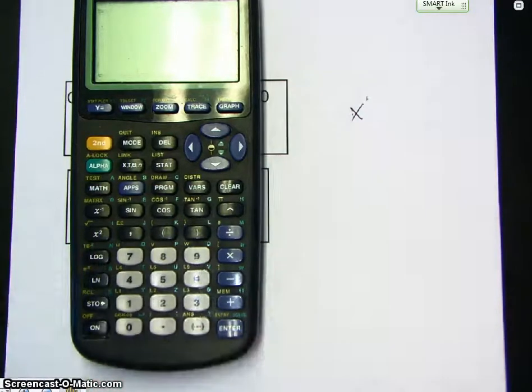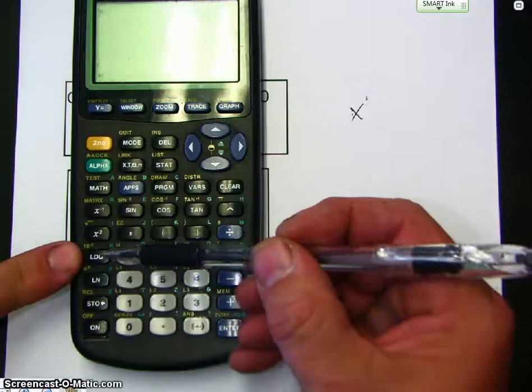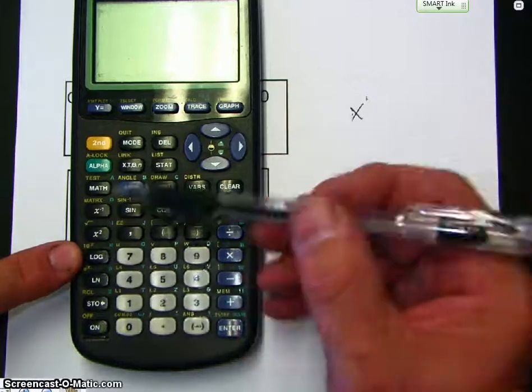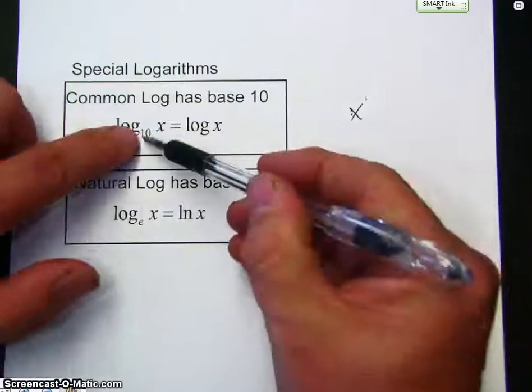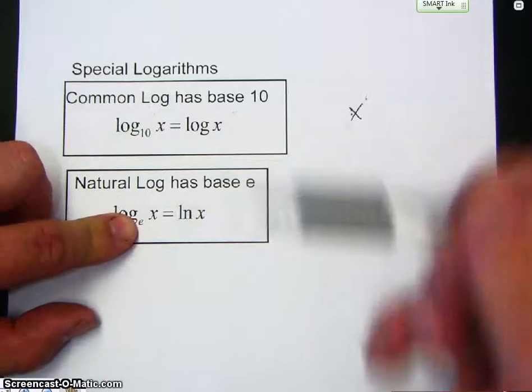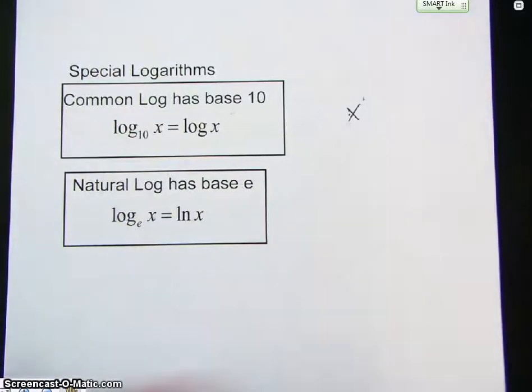Okay? So here we can do logarithms on the calculator that have either base 10 or base e. In other words, 10 and e. If there's any other logarithm, like the ones that we've done in previous pages, we can't do those on the calculator because they don't have base 10 or base e. Okay?